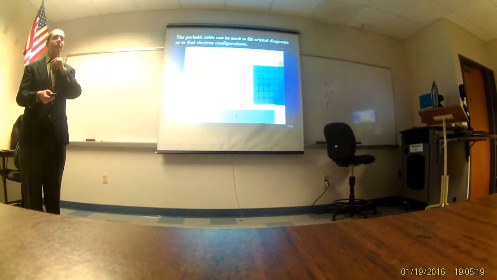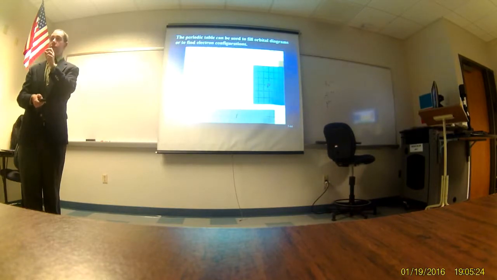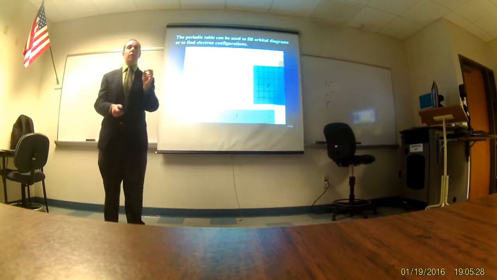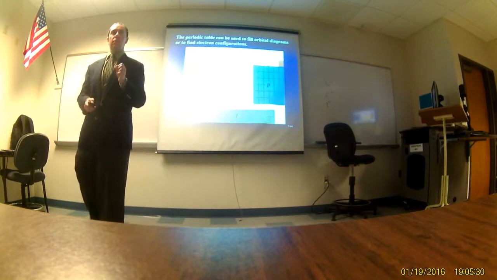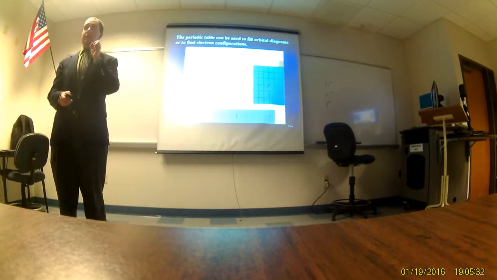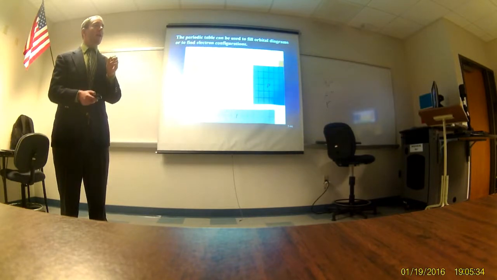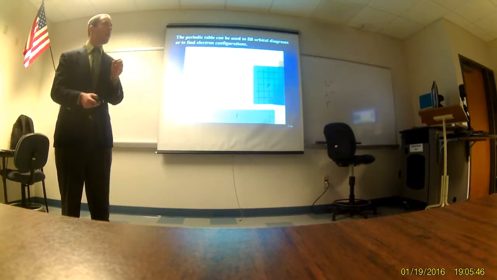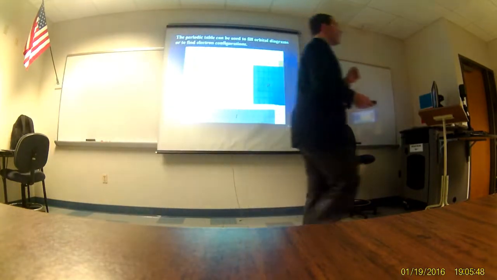How many columns are in the P group? 6 columns. So if there are 6 columns in a P, how many electrons do you think a P holds? 6. How many columns are in the D group? I counted. 1, 2, 3, 4, 5, 6, 7, 8. 10. Keep going. That is a 10.